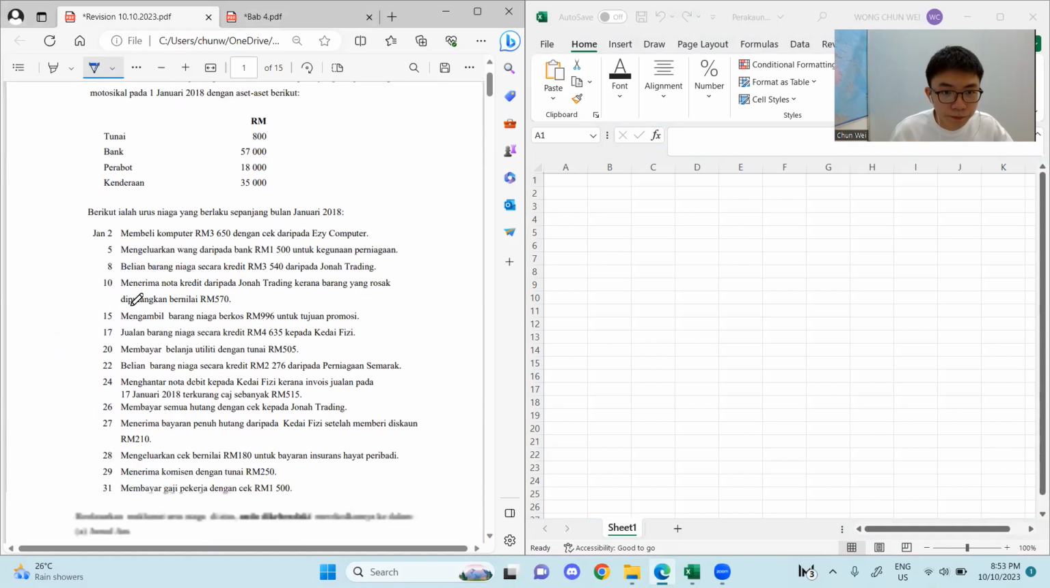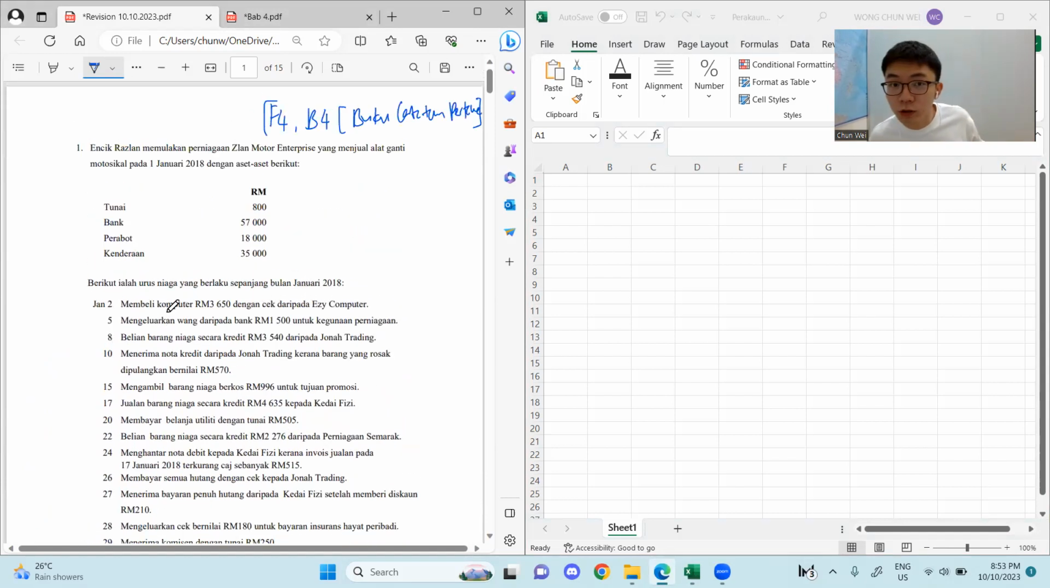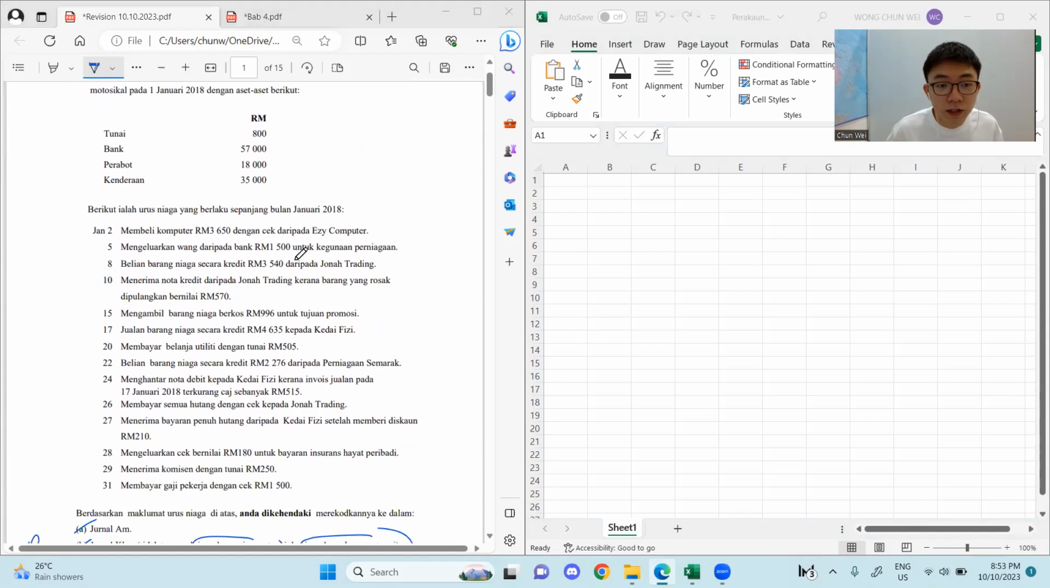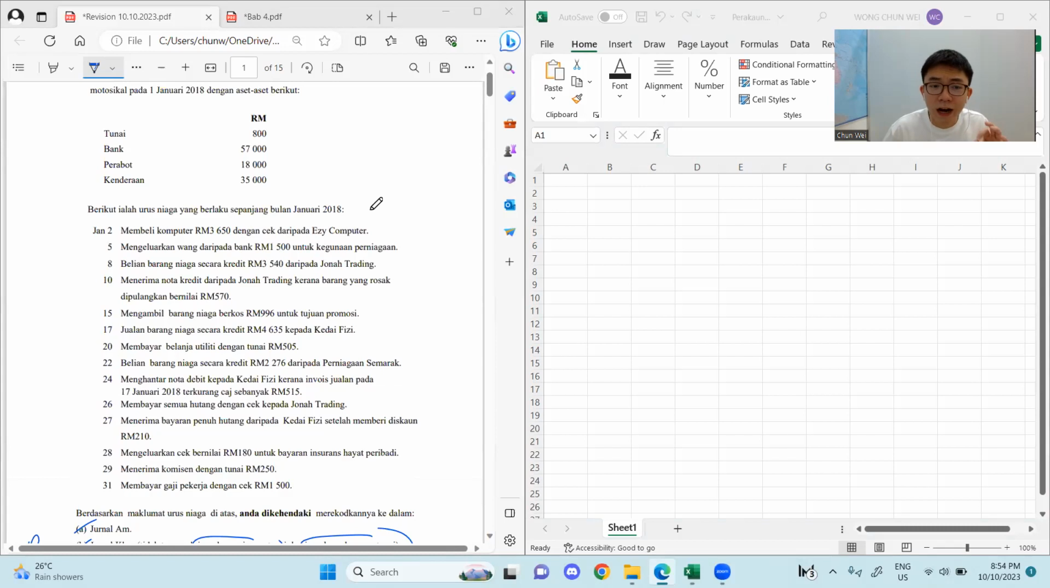Okay, so now let's go. Before we start anything, let's go through the question first, and this is what you have to do when you're doing your exam question. You don't want to be preparing everything and after that realize you missed out something, or you don't have enough space for each journal. That's why you have to agak-agak know what journals you need, because sometimes you don't need a journal pulangan belian. So you have to see, do we have journal pulangan belian? Do we have journal pulangan jualan? How do we know that? By going through the question first, the maklumat.